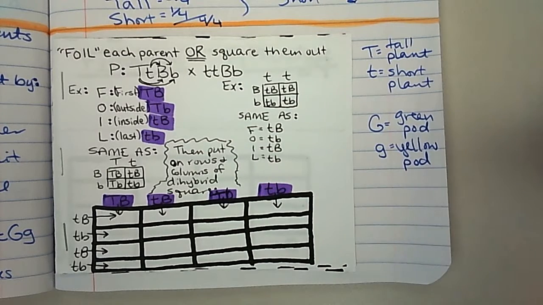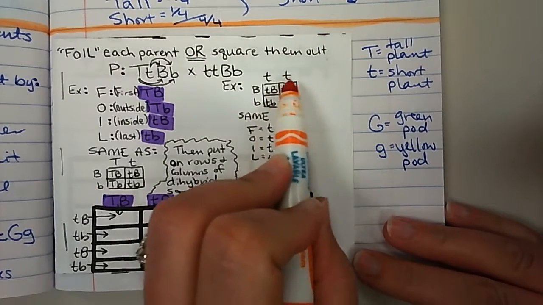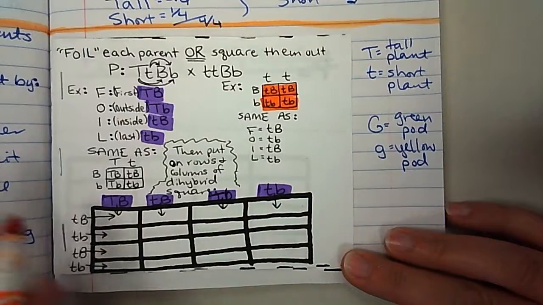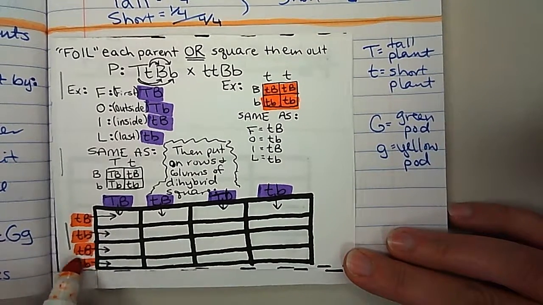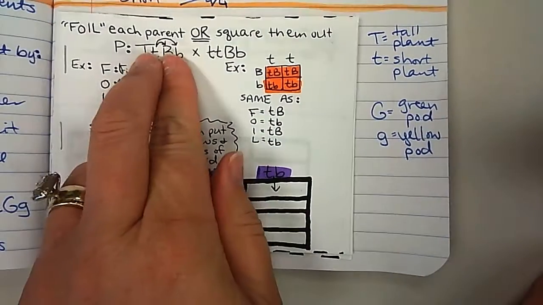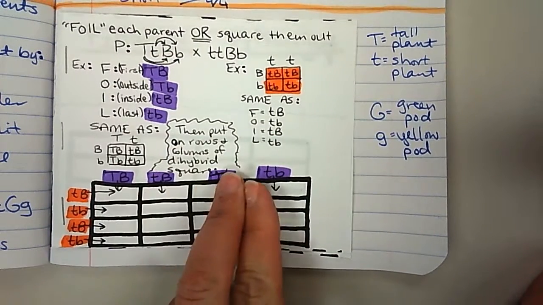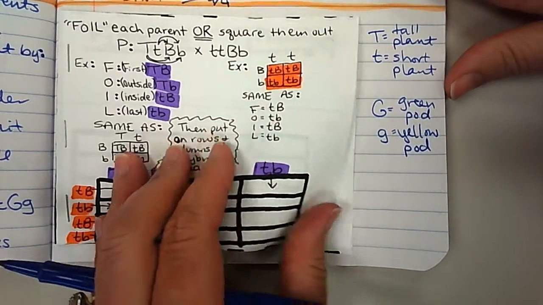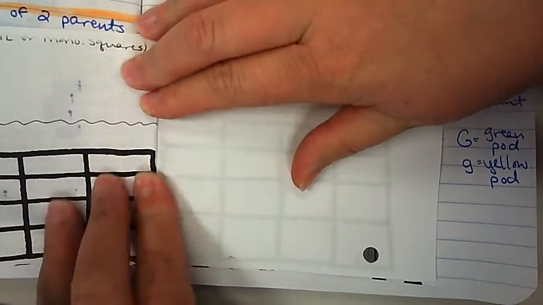And then, for the second parent's information, I don't care if you foil it or use that monohybrid cross. Once you find that second parent's information, you put it down here. Please be careful not to just take these and write big T, big B, little b. Happens every single year. You have to foil first. So please don't forget that part. Very, very important.